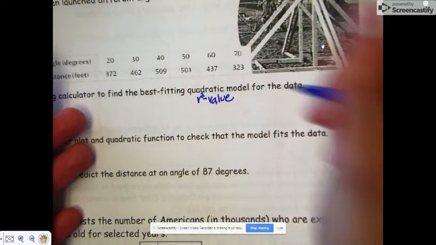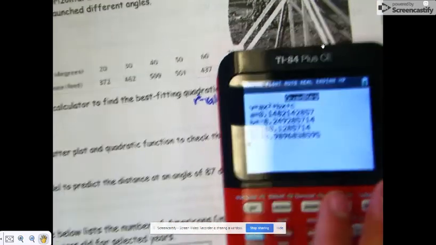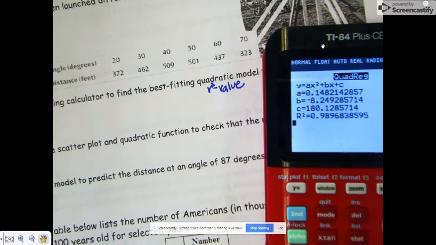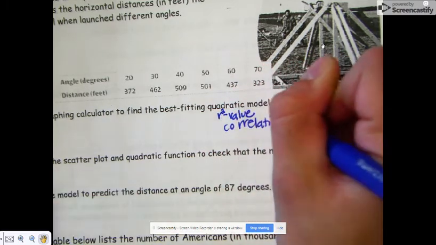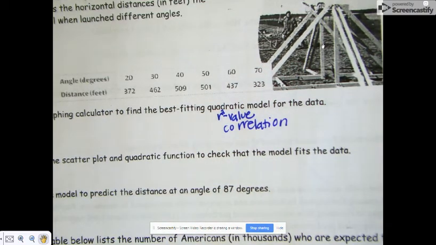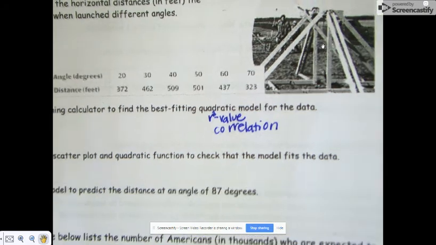The only other thing I want to tell you is quadratic is the only one where the correlation coefficient is the R squared value. If you look, it doesn't give you the R value. It just gives you the R squared value. So that is actually your correlation coefficient for any quadratic. So linear is R value, exponential is R value, quadratic is R squared value. So don't freak out if you don't see the R value for the quadratic. It works the same as all the other ones.